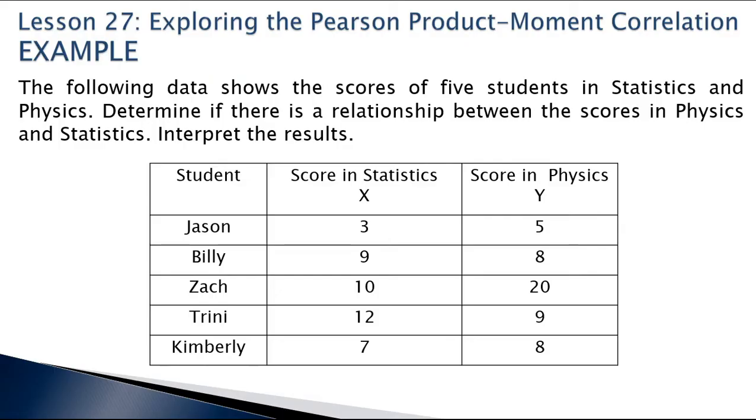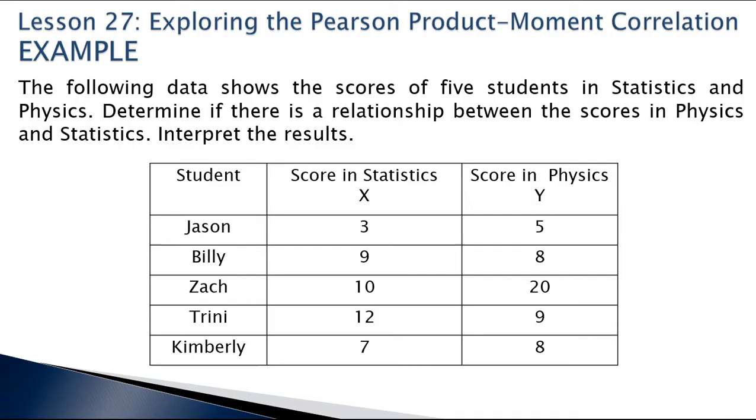So, here's an example. The following data shows the scores of 5 students in statistics and physics. Determine if there is a relationship between the scores in physics and statistics. Interpret the results. Here we have 5 students, Jason, Billy, Zach, Trini, and Kimberly. They have their corresponding scores in statistics and in physics.